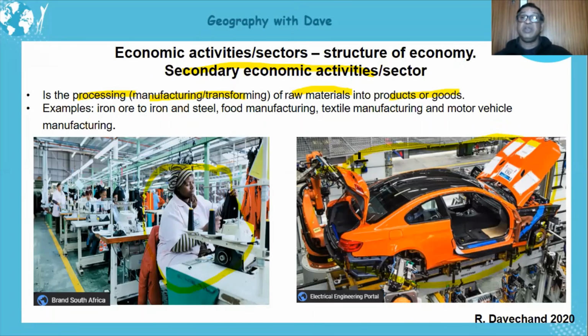Okay, first it was iron ore, it was developed into iron and steel, and they're manufacturing the cars. This is secondary. Can you see? Iron ore to iron and steel, food manufacturing, which is not the basic now. You take the food and you make cereals with it. It looks slightly different now. You take the sugar cane, you make sugar. Textile manufacturing, like the young lady. All right, motor vehicle manufacturing. This is secondary activities. Okay, then we go on.